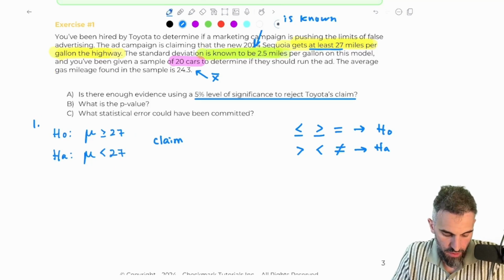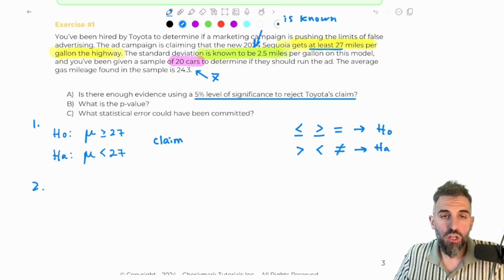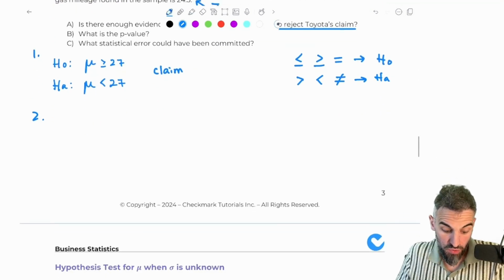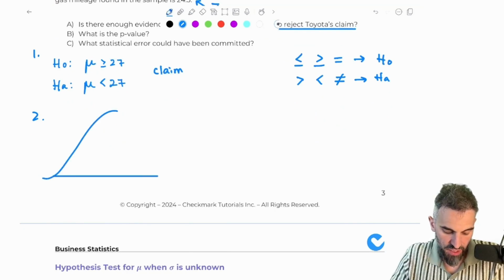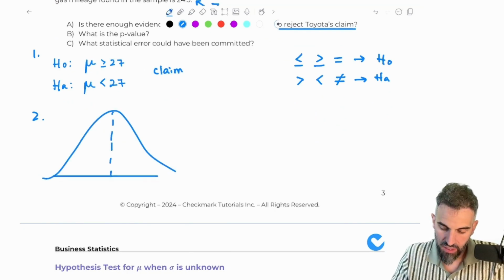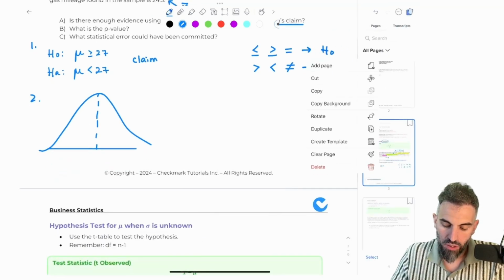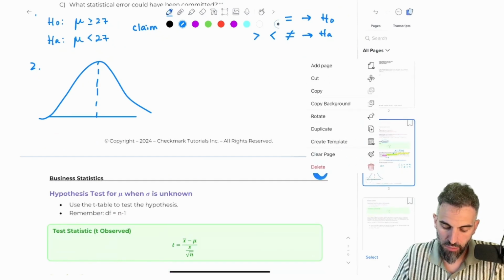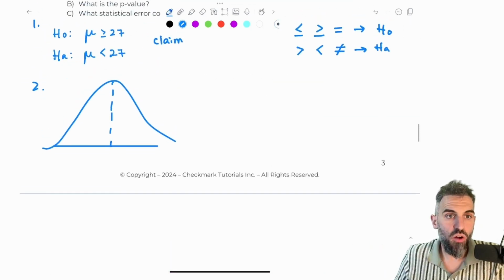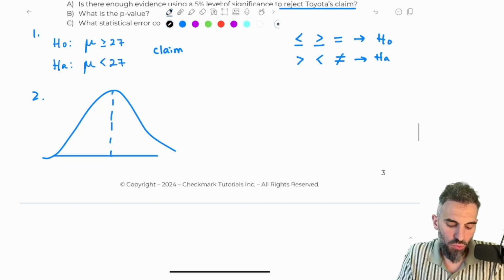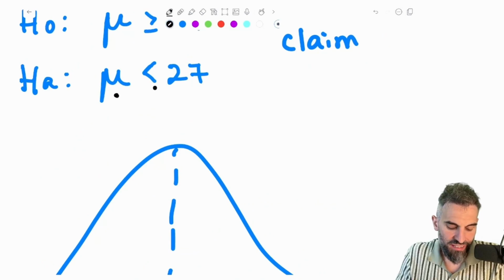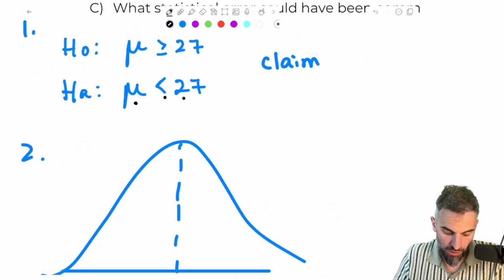Step 2, choosing the correct test. Now, we've already established that sigma is known. So we're going to use a Z test. But is this going to be a left tail test, a right tail test, or a two tail test? That's the next thing to see. This is actually very simple. You always look at your HA. Remember that the alternate hypothesis is ultimately what we are trying to prove. And so because we're trying to prove that it's less than 27, this is a lower tail test.